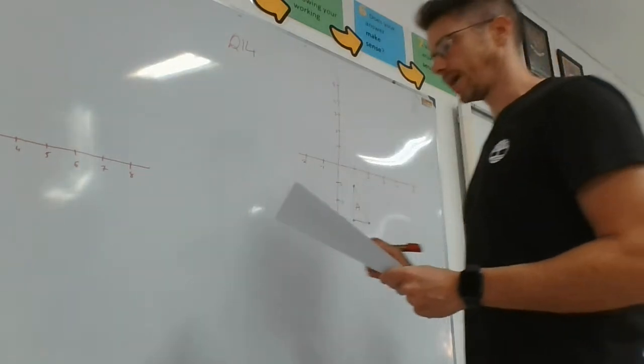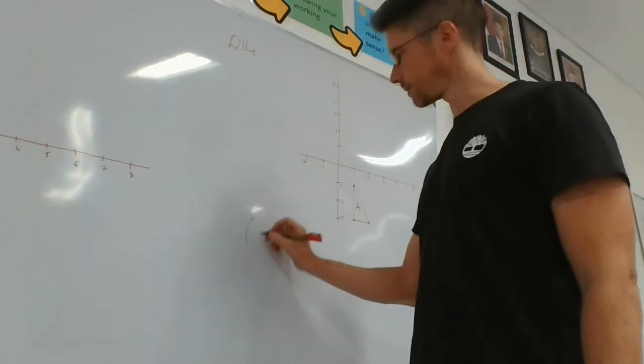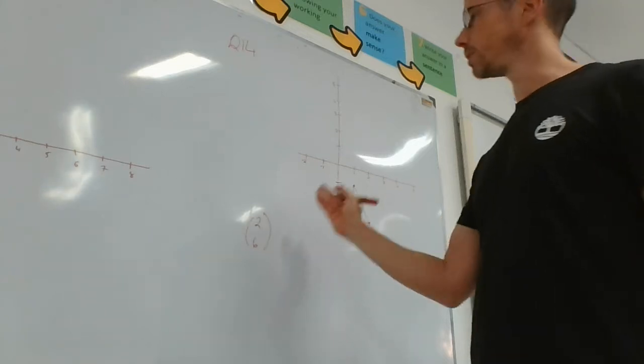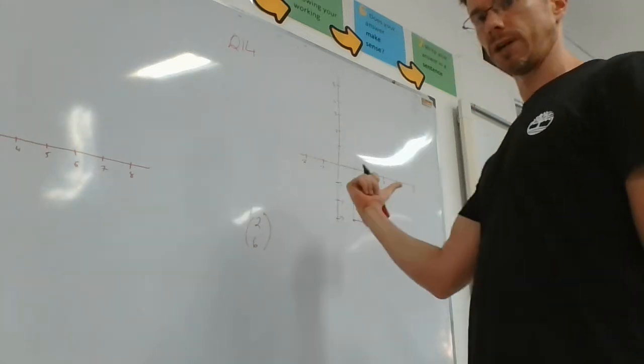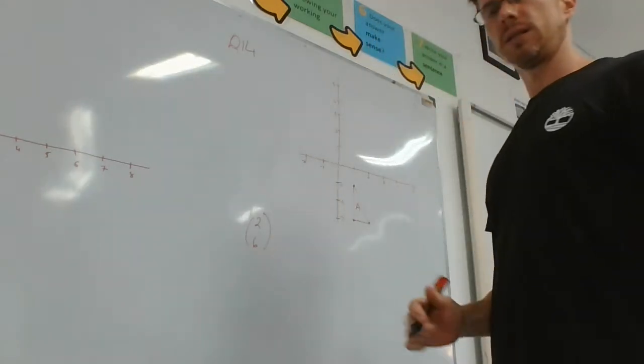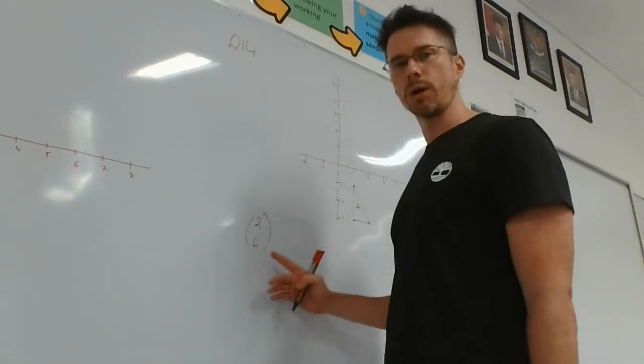Translate this by a vector, this is part B, (2, 6). So the number on top tells me to go left or right. If it's positive, it goes right. This one goes to the right 2 units. And this 6 up or down is the bottom thing. So this is 6, it's positive, so it goes up.